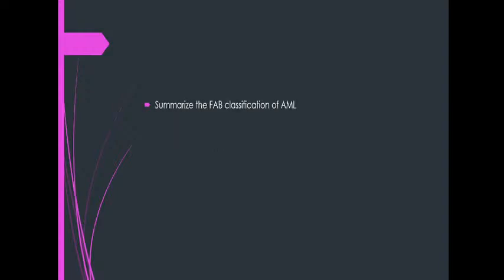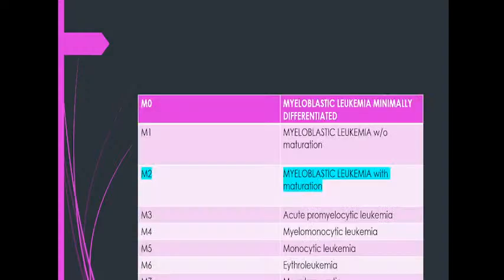Now, let's summarize all the FAB classifications in one slide. Para mabilis nating maalala, guys, lahat. Okay? So we start first with M0 to M7. So we actually have 8 types of AMLs according to FAB classification.